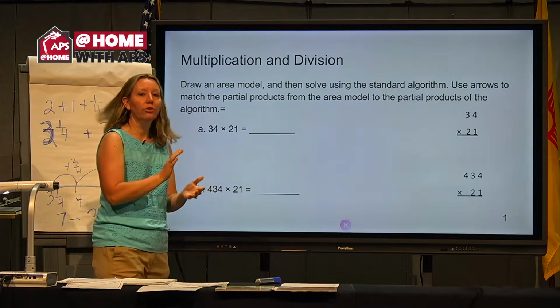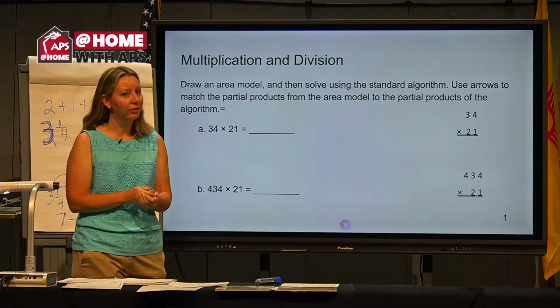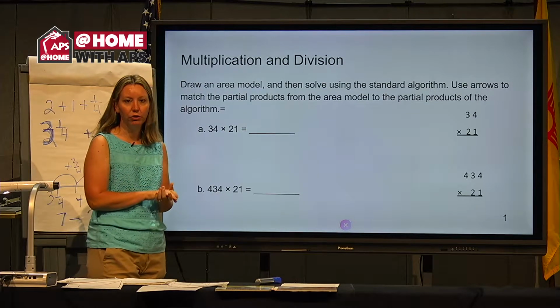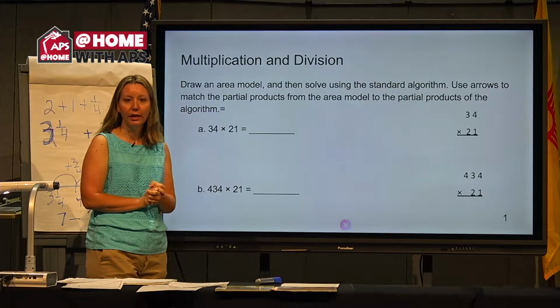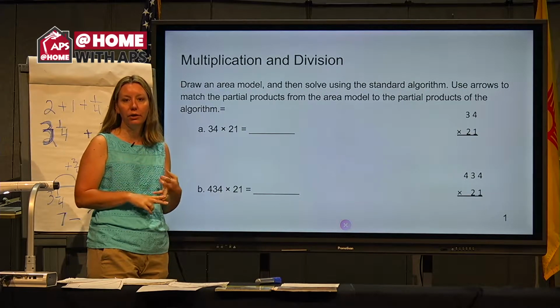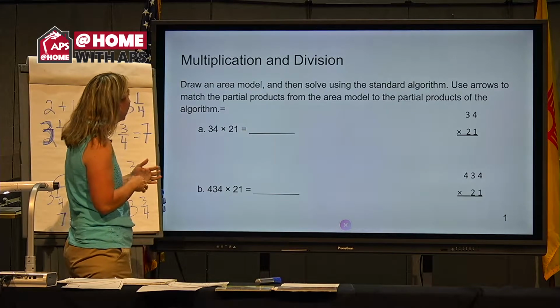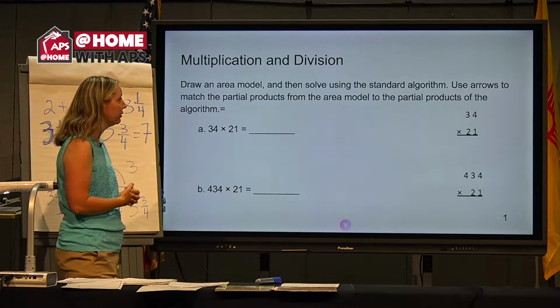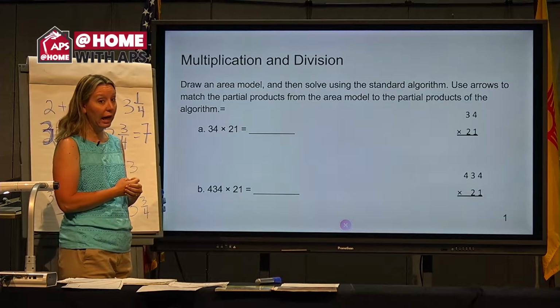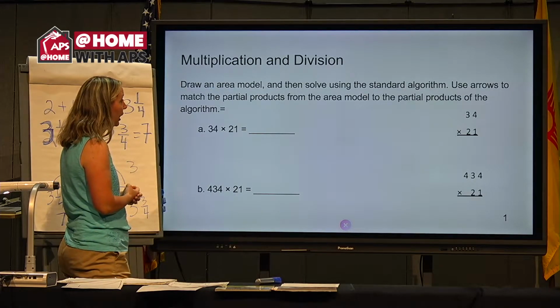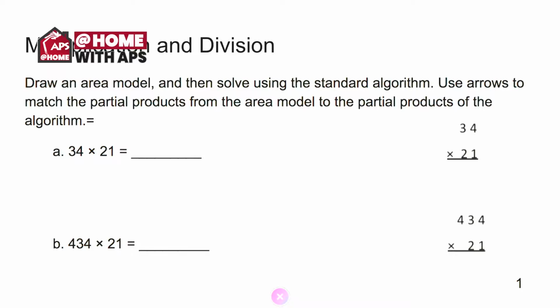All right, so let's go ahead and get started. Let's read through it. And again, we're going to do the adapted marking the text where we'll circle the numbers and underline what we are being asked to do. Draw an area model and then solve using the standard algorithm. Use arrows to match the partial products to the area model to the partial products of the algorithm. All right. So, that was a mouthful.